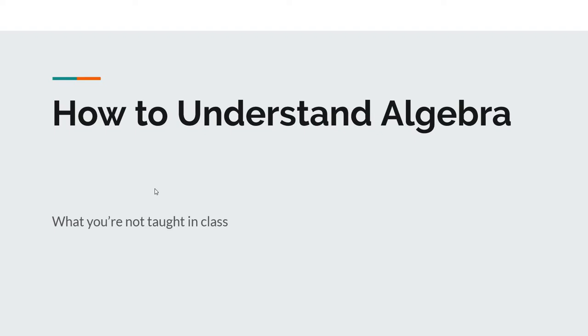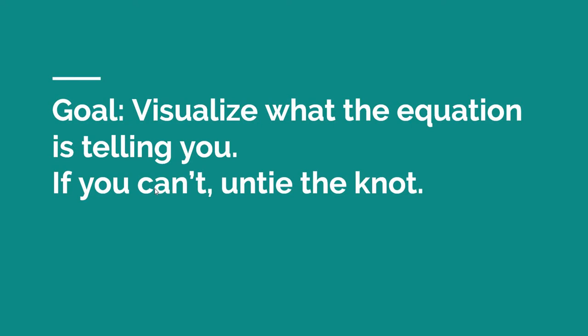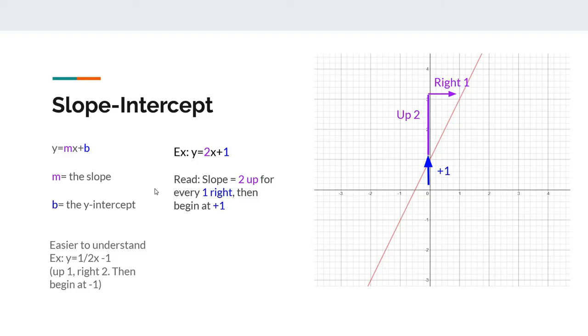So this is going to be a little bit more than just numbers on a paper to you. The overall goal of this is to visualize what the equation and what the problem is telling you. If you can't visualize it, we're going to get it to where you can by untying the knot. And you're going to get what I mean by that in just a quick second here.